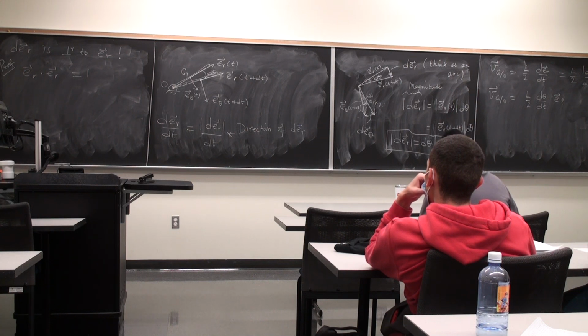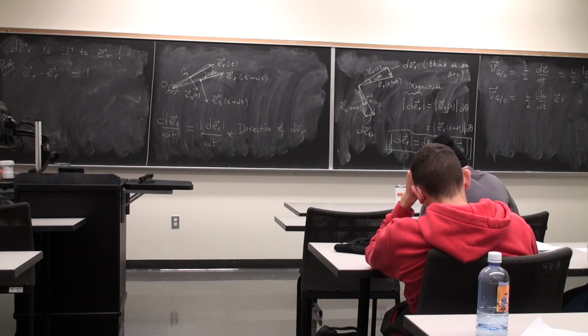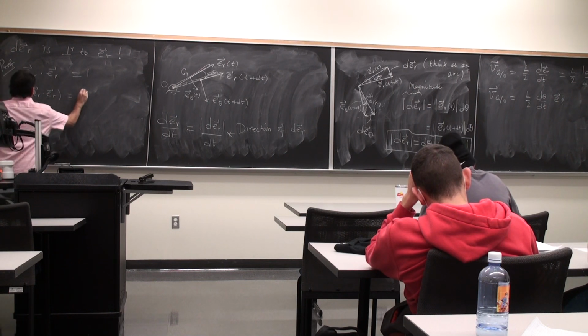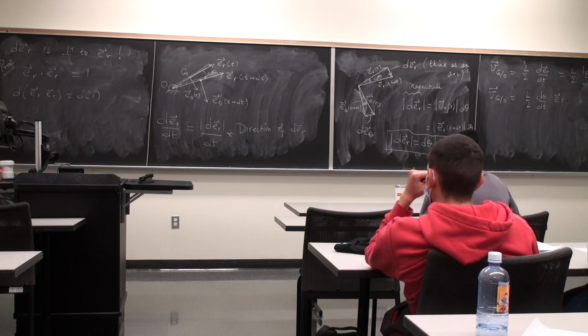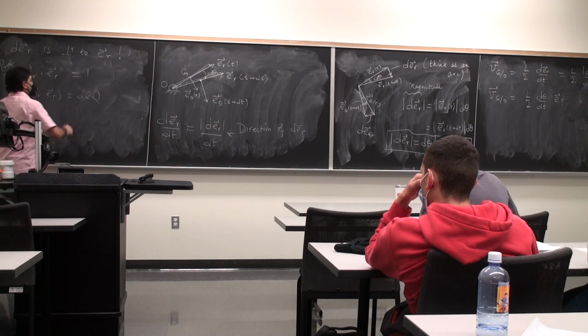Right? Because I take the same unit vector dotted with itself, no surprise. I take the derivative on both sides, or I increment it on both sides. What is d of 1? It is 0, because 1 cannot be incremented, right? It's 1.